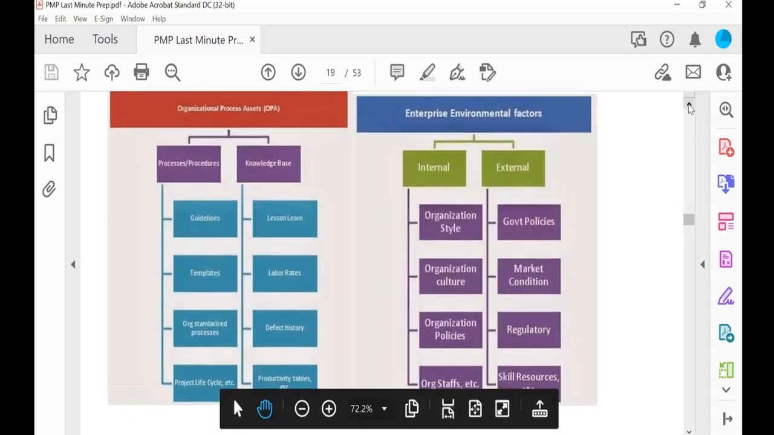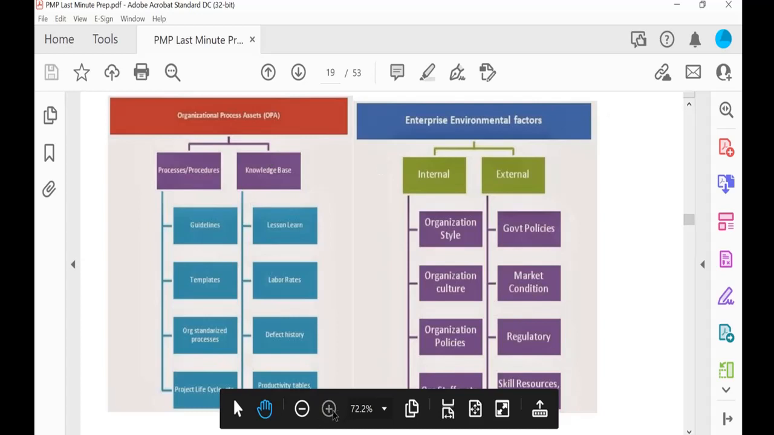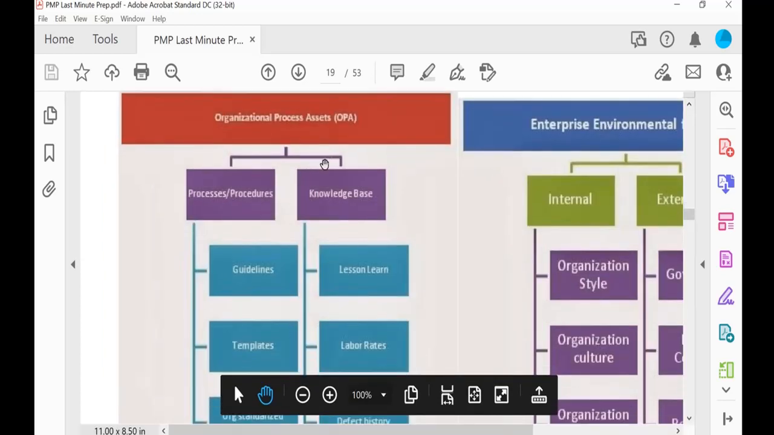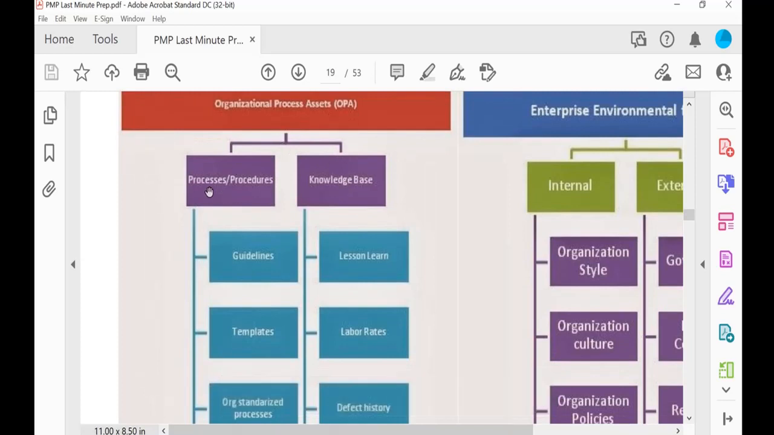Then this is the EF. So OPA is organizational process assets. It has two types: one is process and procedure, another is knowledge base.